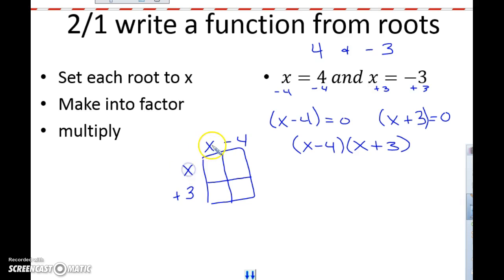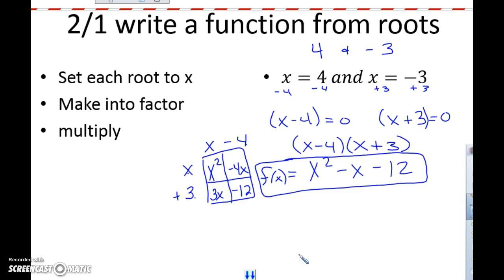So we have x times x, x times negative 4, 3 times x, 3 times negative 4. And then we want to combine like terms. So this would be our function. This is our parabola.